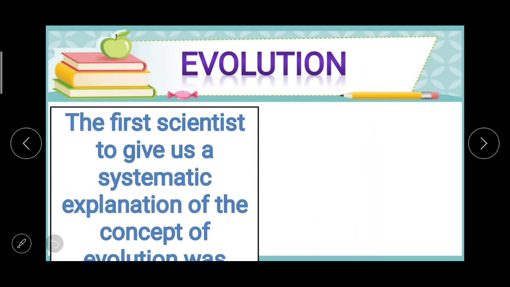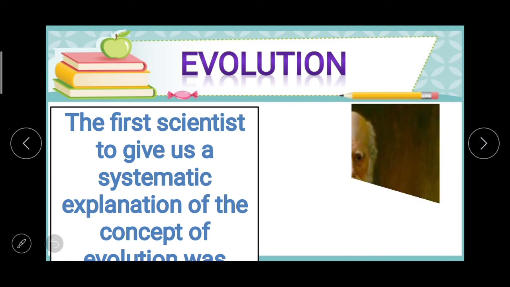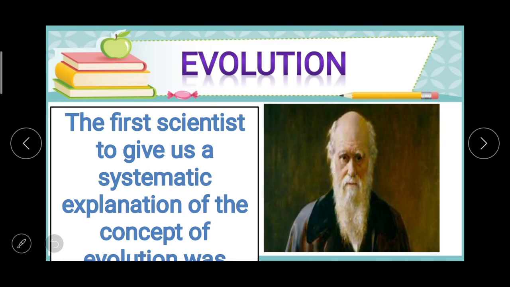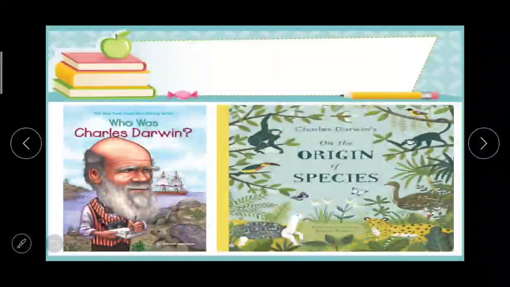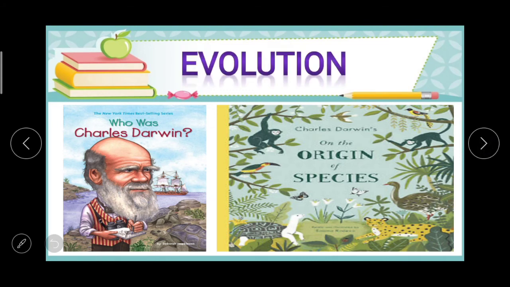Next thing, the first scientist to give us a systematic explanation of the concept of evolution was Charles Darwin. First time he put forward the theory of evolution, and species which are capable of adapting to environmental changes are able to survive. This survival of the fittest theory was given by Charles Darwin in the book On the Origin of Species. So, who was Charles Darwin? Charles Darwin was the first scientist to give us a systematic explanation of the concept of evolution.